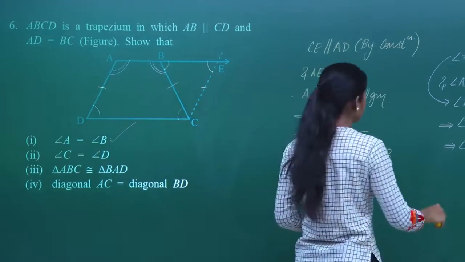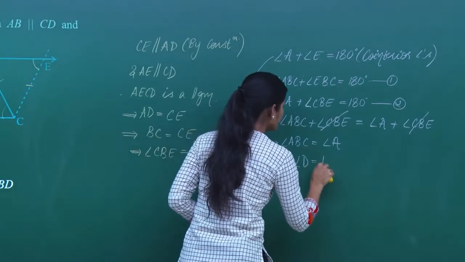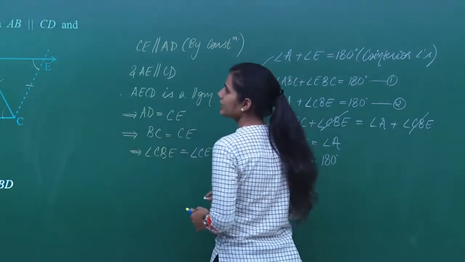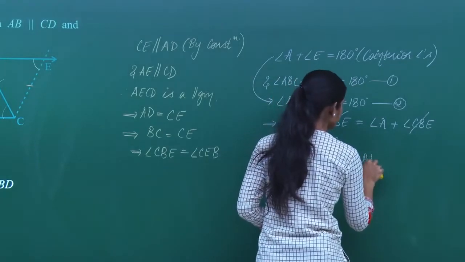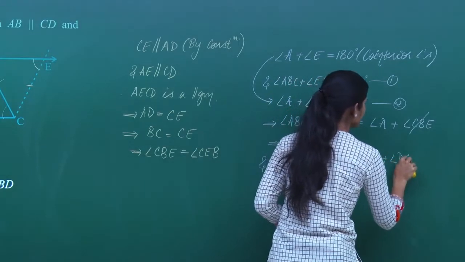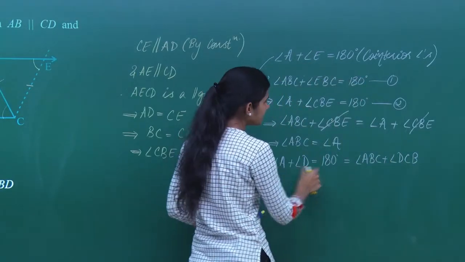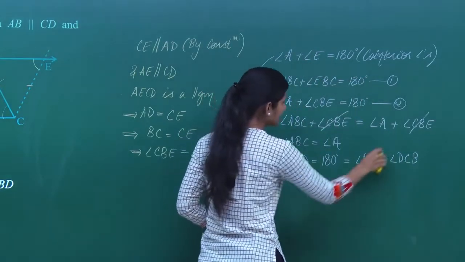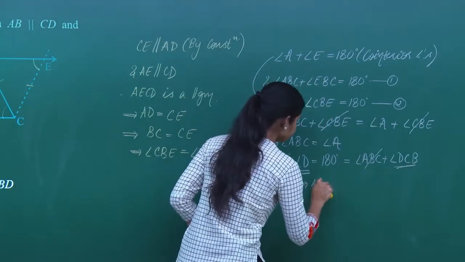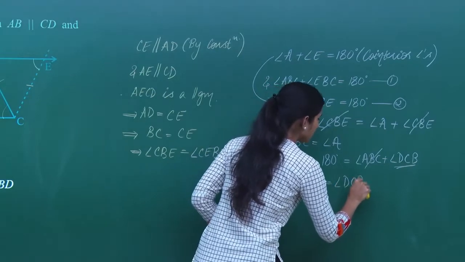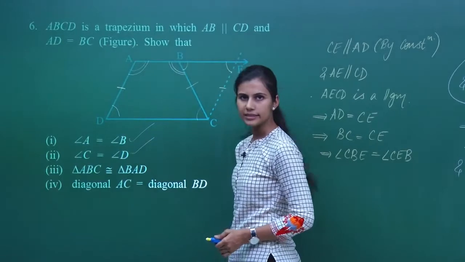So angle at B, this angle plus this angle, will also be equal to 180. So I have angle at A plus angle at D is 180, and angle ABC plus angle DCB is also equal to 180. But angle at A is the same as angle ABC, so this cancels out. You get angle at D is the same as angle DCB. So you have got that angle at C is also equal to angle at D.